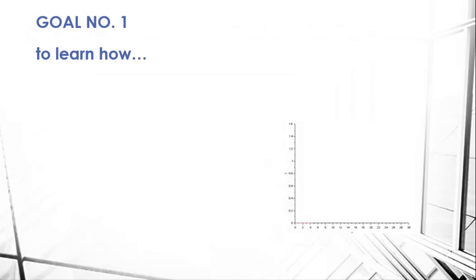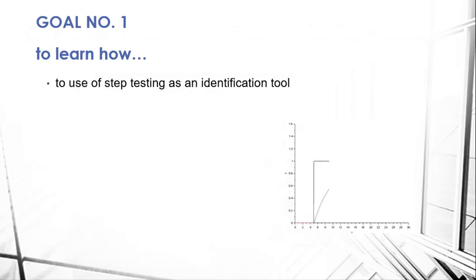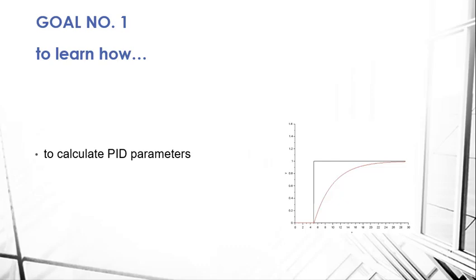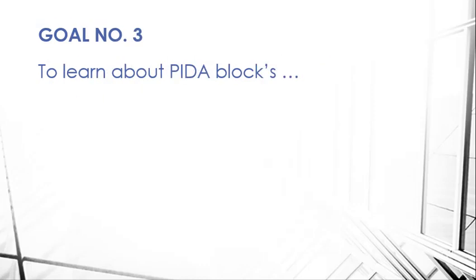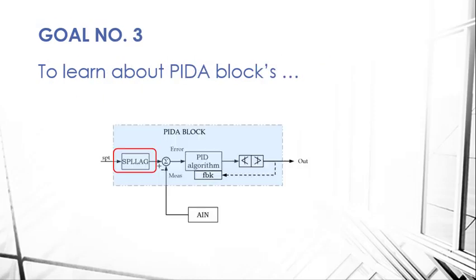Goals for the course: first of all, to learn how to use step testing as an identification tool to calculate the parameters for the PID controller. Second, to understand why the powerful derivative mode is rarely used. And goal number 3, to learn about the PIDA blocks, SP-Lig-Lag, and anti-wind-up options.